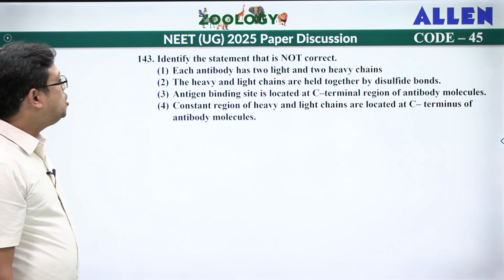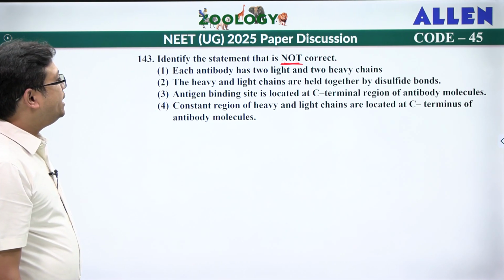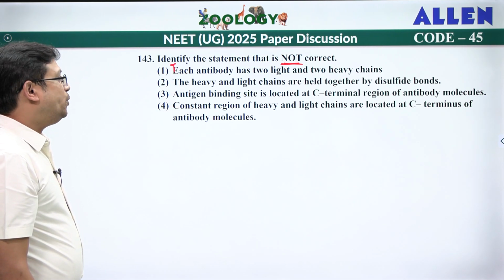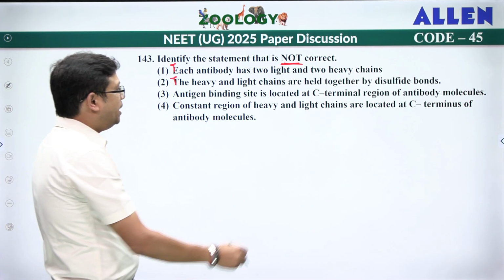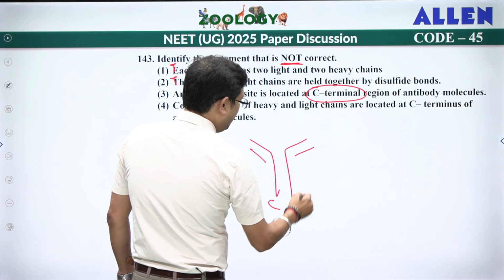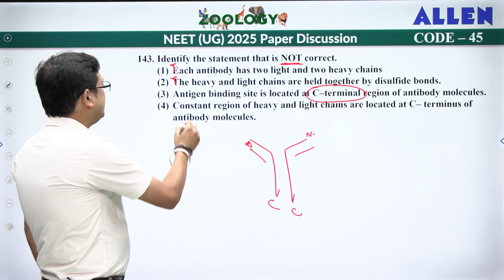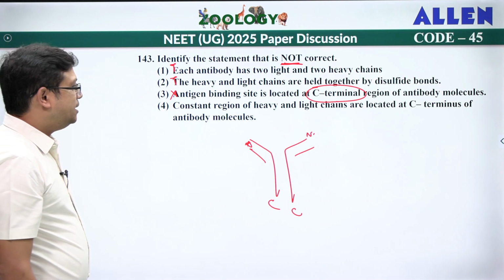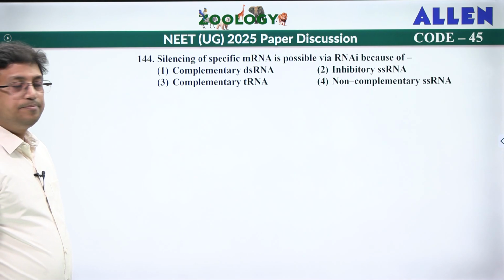Identify the statement that is not correct. Okay. Each antibody has 2 light and 2 heavy chains. True. The heavy chain and light chain are held together by disulfide bonds. That is also true. Antigen binding site is located at C terminal. No. That is present on the N terminal. This is the antibody. This is the C terminal, and this is the N terminal, right? And antigen binds here. So antigen binding site is located at C terminal, no. Constant regions of heavy and light chains are located at the C terminus. Yes. So answer is third one. Third is not correct. Next.